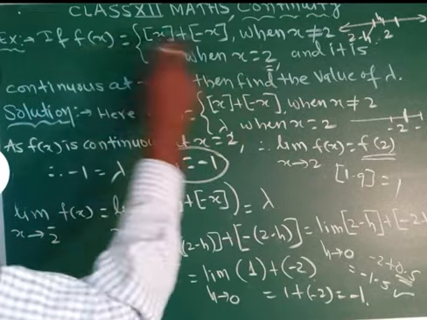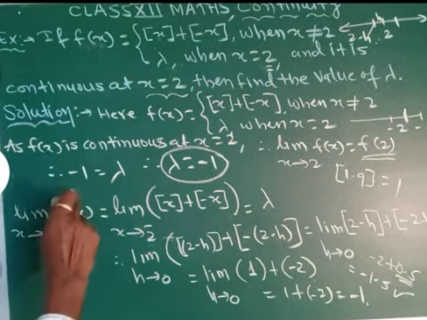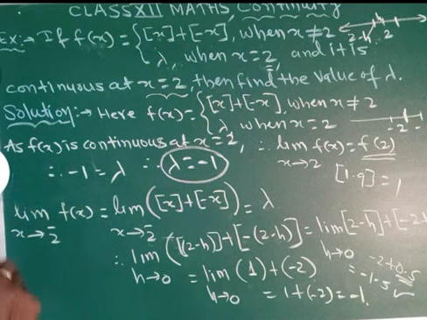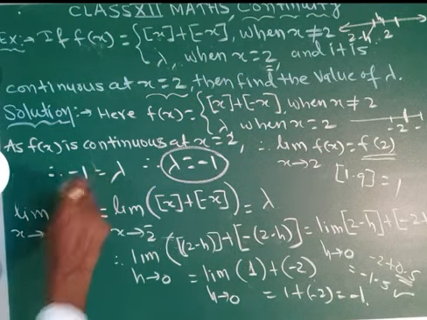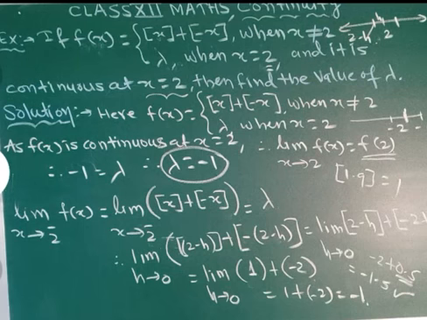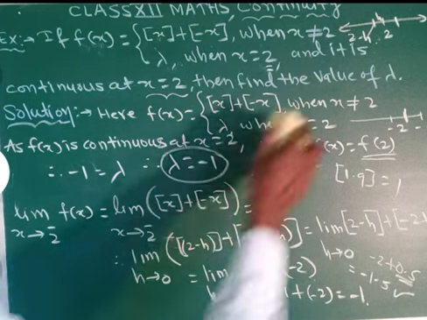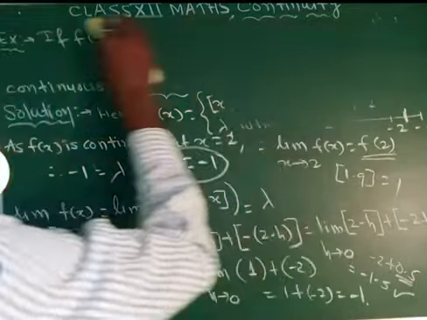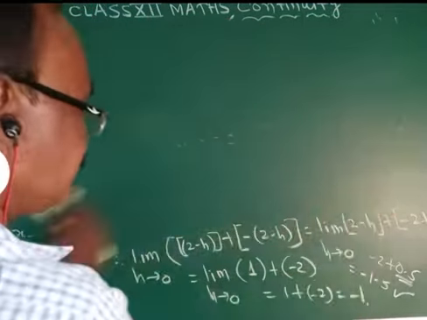So f(2) is lambda. This is the left hand side limit, so the left hand side limit gives us -1. So -1 equals lambda, therefore lambda should be equal to -1. So the answer of this question is lambda equals -1, okay.